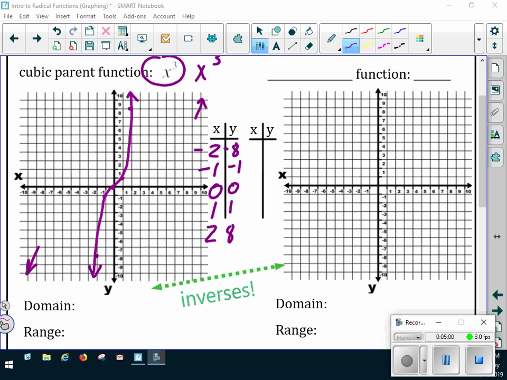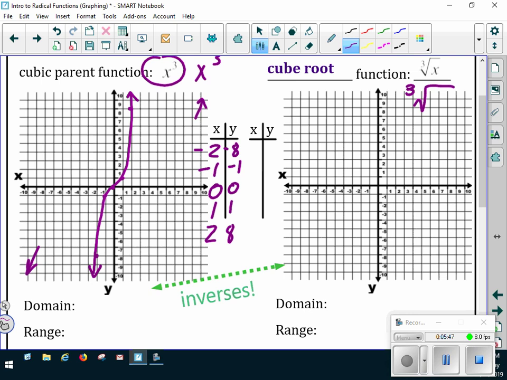Like, if I give you a number and I say add 6 to it, how do you undo adding 6? You subtract 6. Adding 6 and subtracting 6 are inverses. If I take some number and I multiply it by 2, how do I undo multiplying by 2? I divide by 2. Multiplying by 2 and dividing by 2 are inverses. They undo each other. So the question is, what undoes x cubed? The cube root. What undoes x squared is the square root. What undoes x cubed is a cube root. And you've worked with cube roots, not graphing, but you've worked with them.